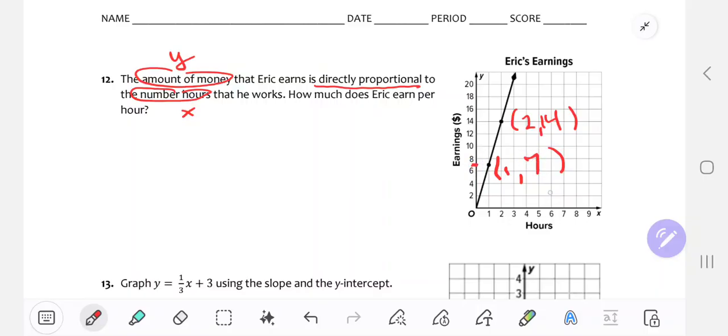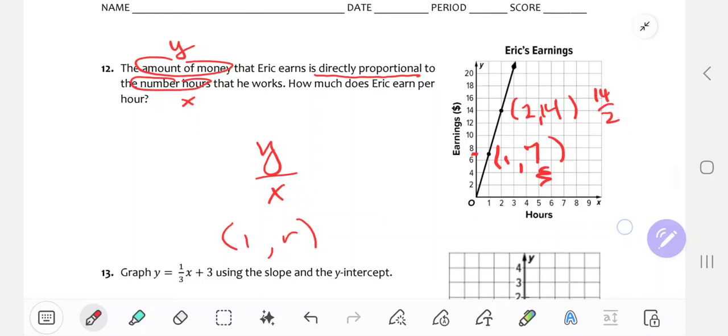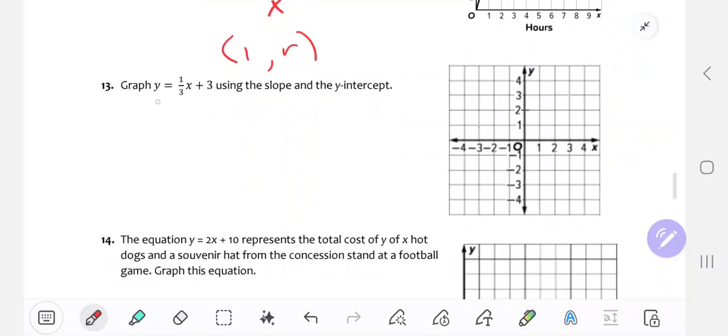Okay, so we always find the unit rate for a proportional relationship by doing y over x, or finding that point 1, r. Okay, so here is our unit rate, or we can divide 14 divided by 2. Either way, we get our unit rate. Okay, graphing this, I always like to make sure that my axes are going up by 1s before I graph to make sure I don't mess up.